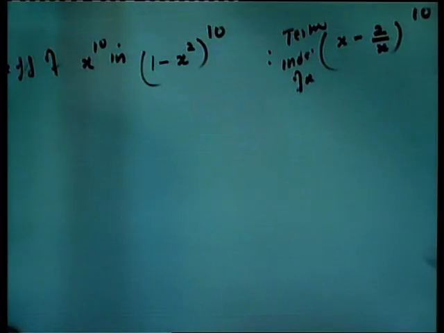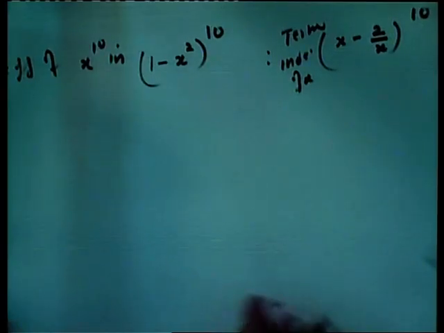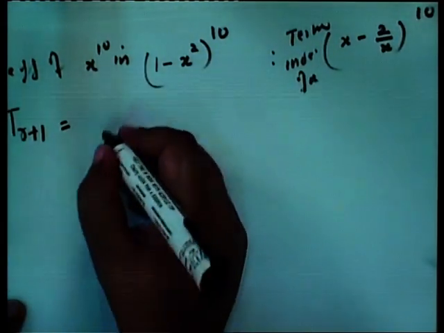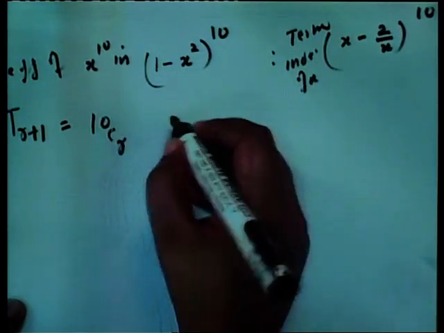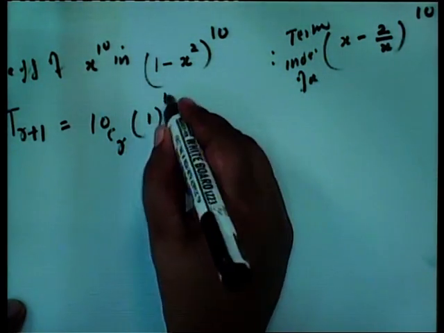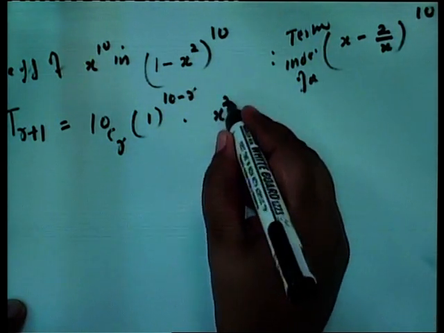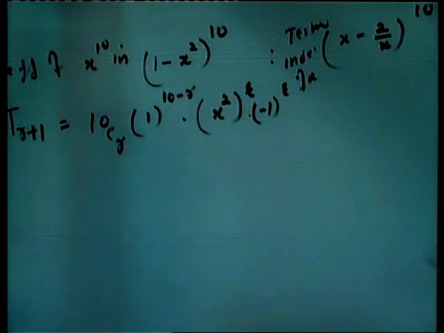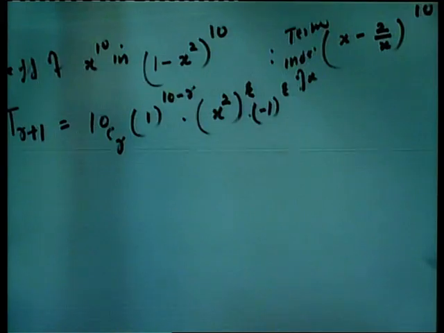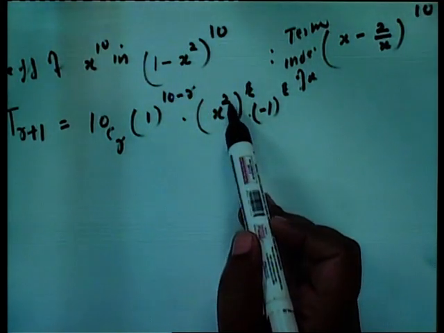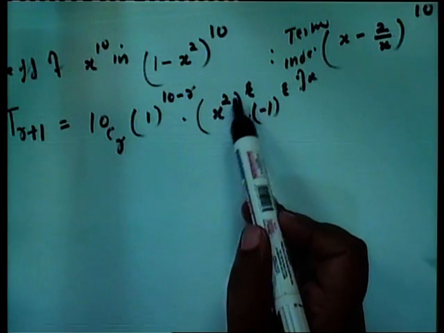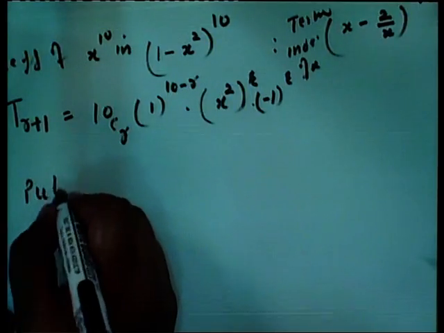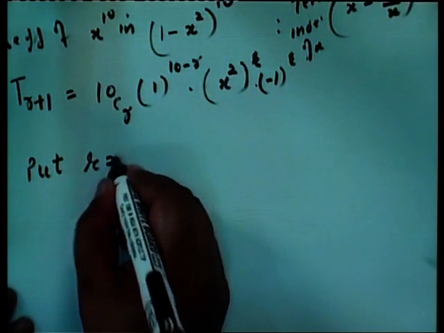So, what will I do? See, the (r plus 1)th term in this expansion is equal to 10Cr into 1 raised to power 10 minus r into (x square) raised to power r into (minus 1) raised to power r. So, I want to find the coefficient of x raised to power 10. So, here I am getting x raised to 2r. So, I will put r to be equal to 5.